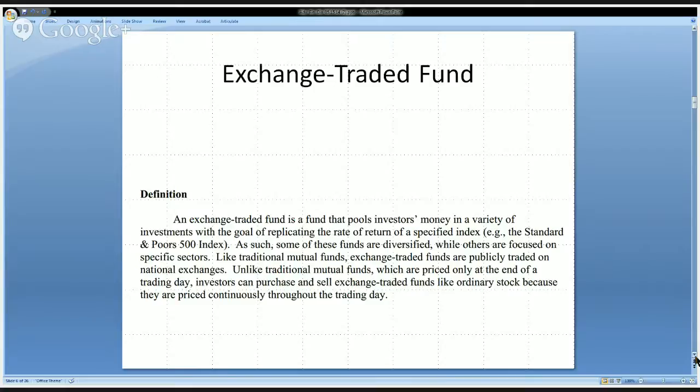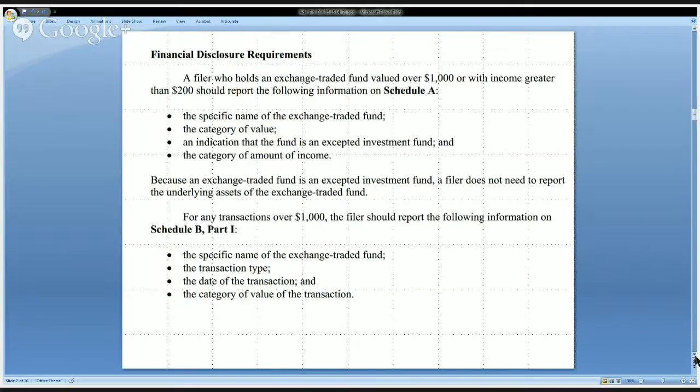So what does that mean for us? How do we report an exchange-traded fund? Well, we report an exchange-traded fund identically to a mutual fund. If a filer holds an exchange-traded fund valued at more than $1,000, or with income greater than $200, we should report the following information on Schedule A.